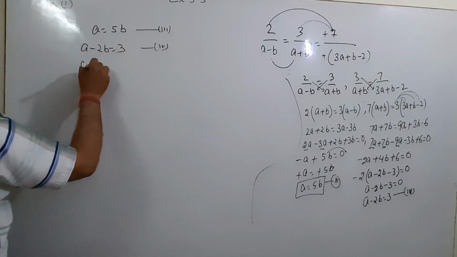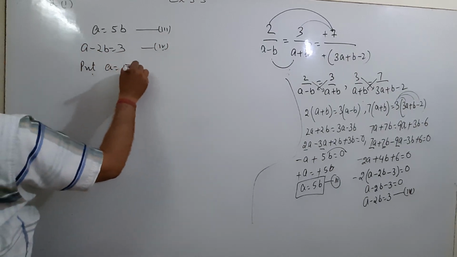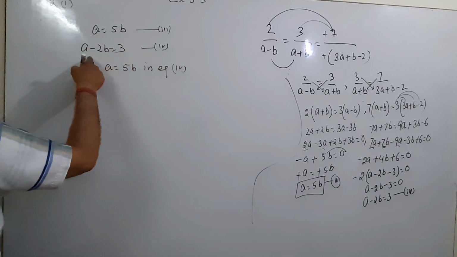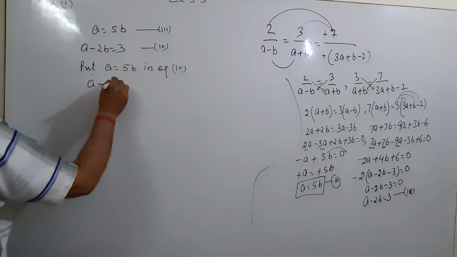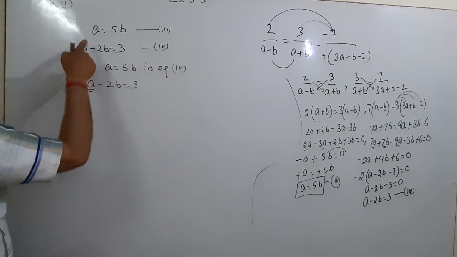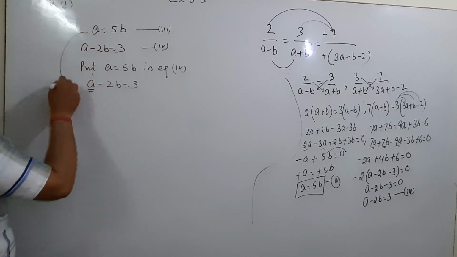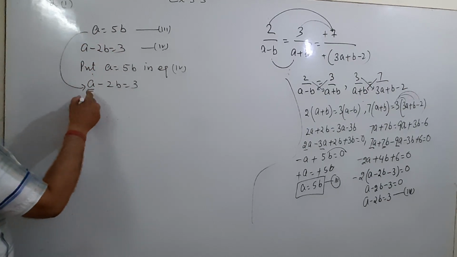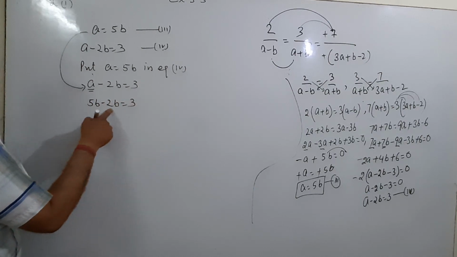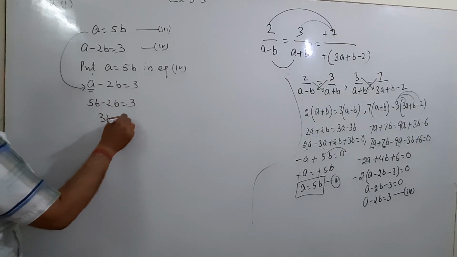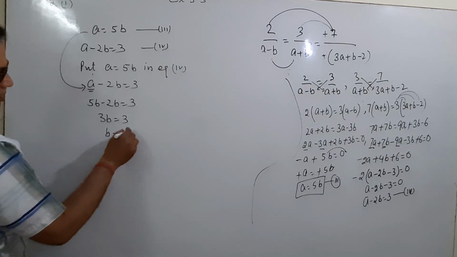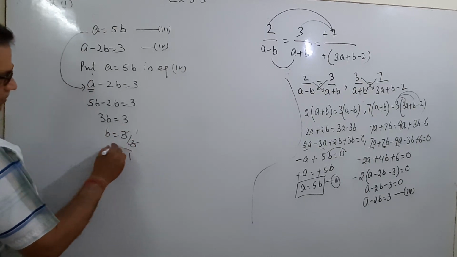Put A is equal to 5B in equation fourth. What will we do in equation fourth? A minus 2B is equal to 3. Here we have to put A is equal to 5B. So 5B minus 2B is equal to 3, 3B is equal to 3. Divide 3 by 3, which is equal to 1. B is equal to 1.